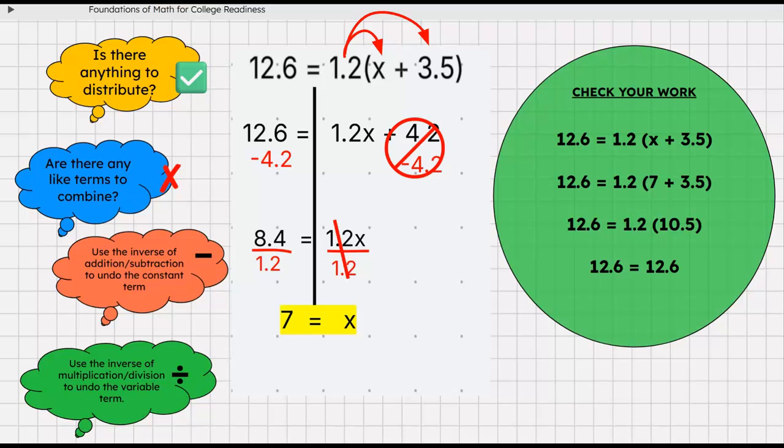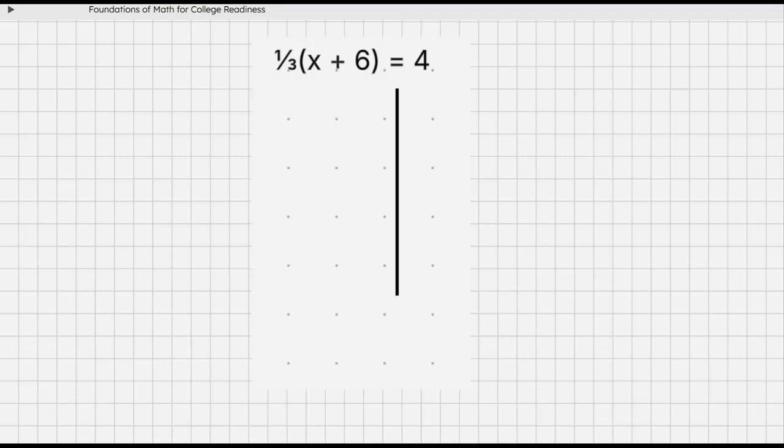Again, it might be a lot faster to check your work with a calculator, but if this was a calculator inactive test, it would be cool to know how to manipulate variables and do it without a calculator. But if you're doing homework, feel free to use the calculator. Speed up the process. 1/3 times x plus 6 equals 7.